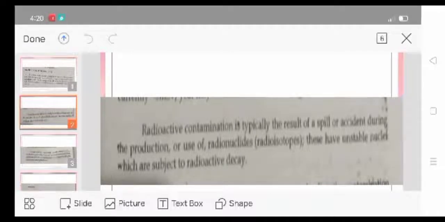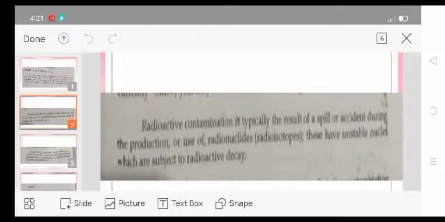Radioactive contamination is typically the result of a spill or accident during the production or use of radionuclides. These have unstable nuclei which are subject to radioactive decay. So, radioactive contamination occurs when radioactive material is deposited on or in an object or a person. Radioactive materials released into the environment can cause air, water, surfaces, soil, plants, buildings, people, or animals to become contaminated.